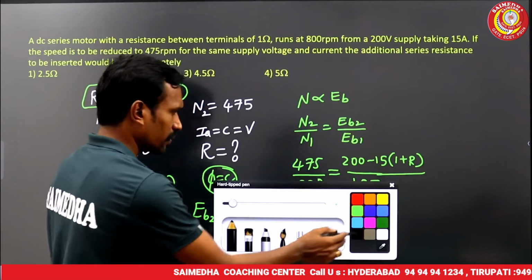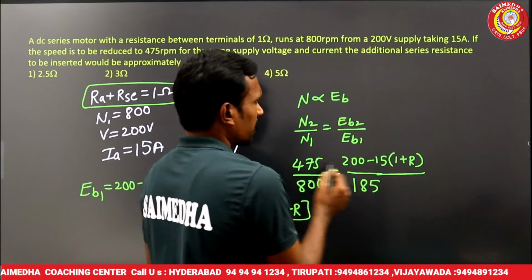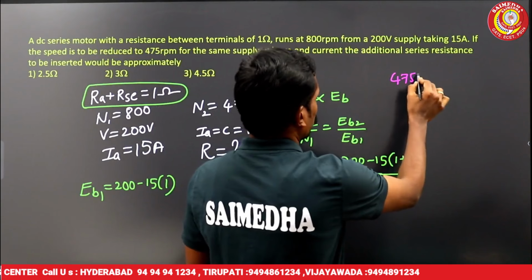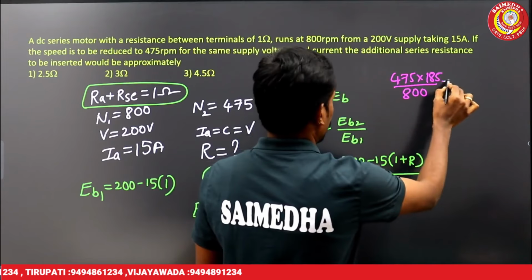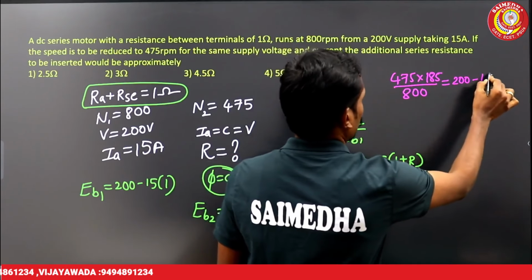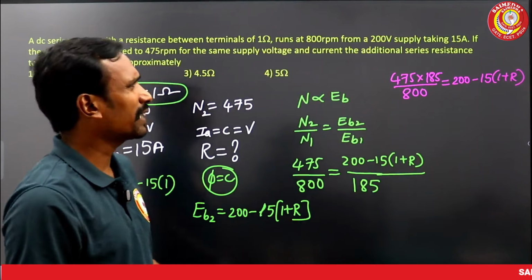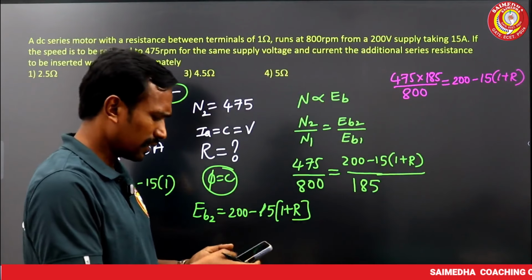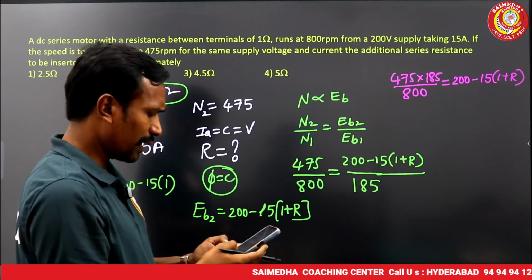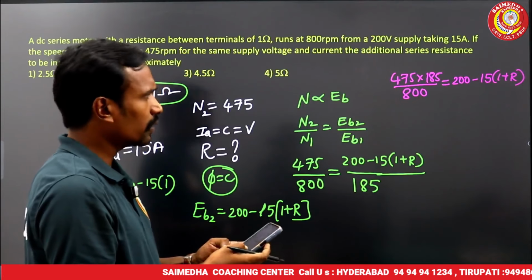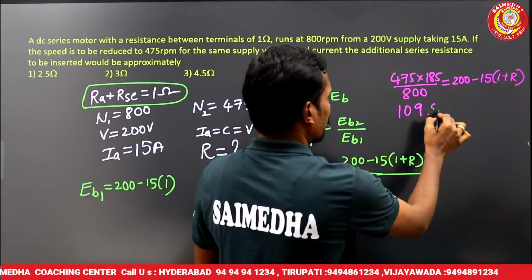Can you tell me how much R? This value will come here. 475 into 185 divided by 800 is equal to 200 minus 15 into 1 plus R. Do you have patience to solve this? I am doing it directly, sir. Just only this calculation I am doing. 475 into 185 divided by 800 is 109.8.